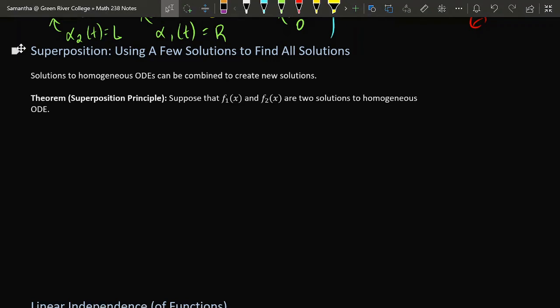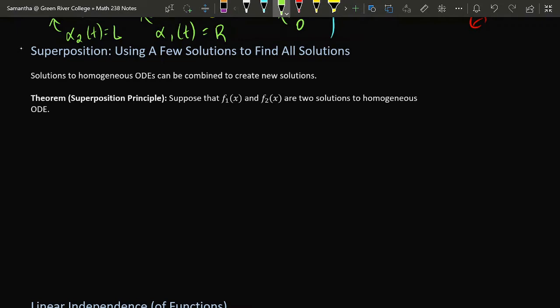Homogeneous ODEs are unique because if you have two individual solutions to a homogeneous ODE, then any linear combination of those two solutions is a brand new, also perfectly valid third solution. In case you're not familiar with the language linear combination, let me state that in a principle, in a theorem, which is loftily named the superposition principle.